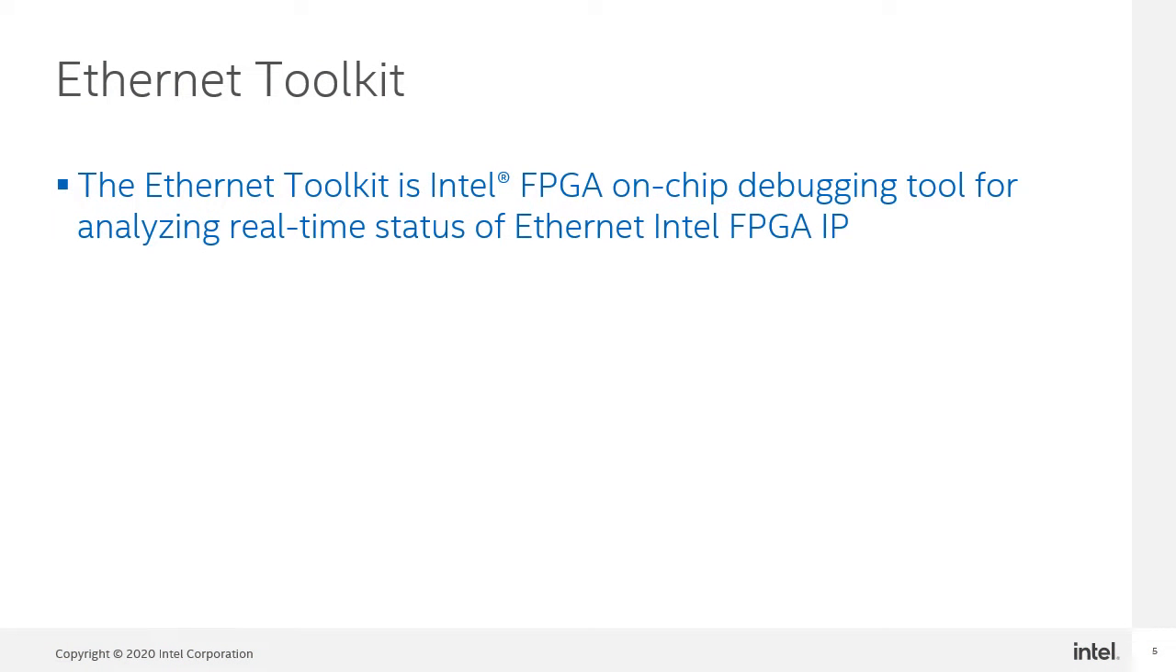The Ethernet Toolkit, simply put, is Intel FPGA's on-chip debugging tool for viewing real-time status information of Ethernet Intel FPGA IP cores while running in a target FPGA. This visibility into the IP core can be absolutely crucial if you're trying to figure out why a link is not functioning or behaving as it should or as you expect.